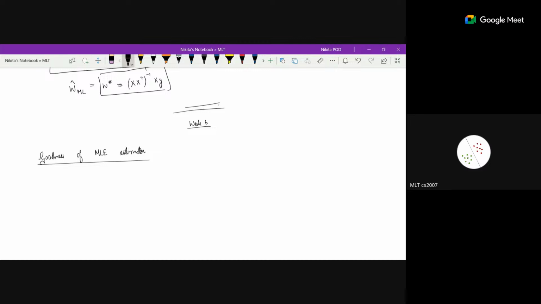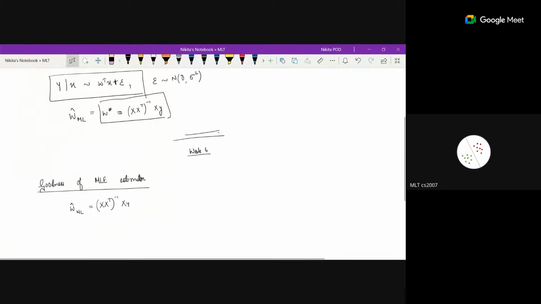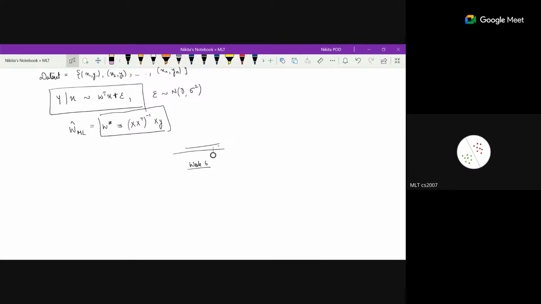So what we found is that W hat ML is (X X transpose) inverse X Y. The way we found this estimator is by assuming that my error term followed a normal with mean zero and variance sigma square. So if the error term follows a normal with mean zero and variance sigma square, and y given x follows W transpose x plus epsilon, then what should be the distribution of y given x?